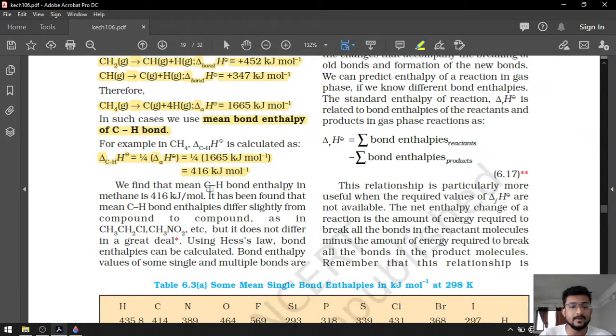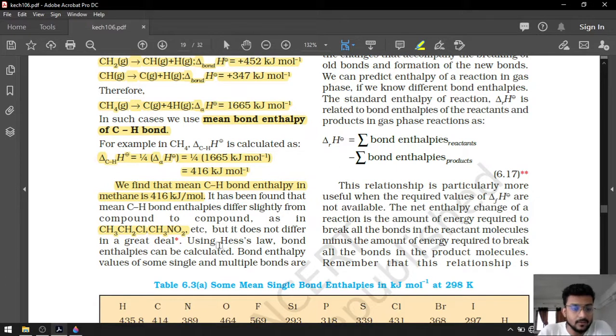We find that the carbon hydrogen bond enthalpy in methane is 416 kilojoule per mole. It has been found that mean carbon hydrogen bond enthalpies differ slightly from compound to compound. Every single compound has a different mean bond enthalpy. For example, if we have chloroethane, it will be different. If we have nitromethane, it will have a different effect. But there will be very little difference. It does not differ a great deal.